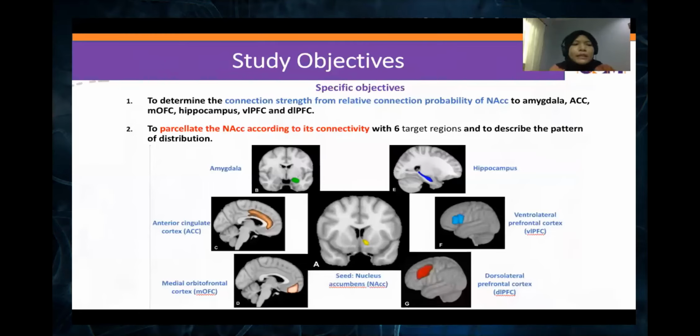Specifically, the study objectives are to determine the connection strength from relative connection probability of NACC, which is the seed shown here in the figure, to amygdala, ACC, MOFC, the hippocampus, VLPFC, and DLPFC. So these are the target regions. And to parcellate the NACC according to its connectivity with amygdala, ACC, MOFC, hippocampus, VLPFC, and DLPFC, and to describe the pattern of distribution.